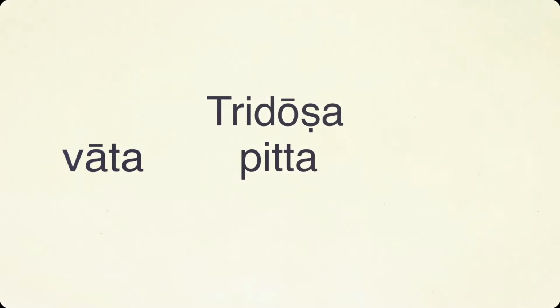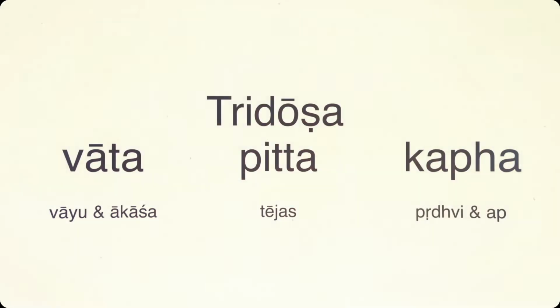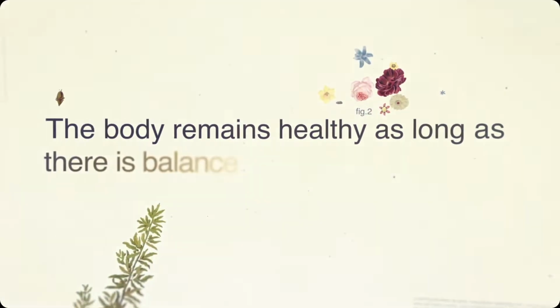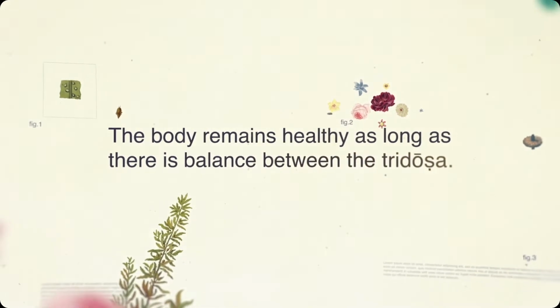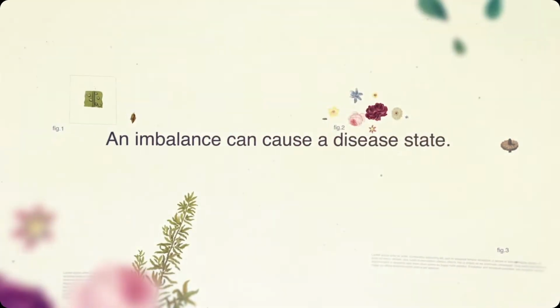This is called Tridosha, which consists of Vata, Pitta, and Kapha. Vata represents Vayu and Akasha, Pitta represents Tejas, and Kapha represents Prithvi and Ap. The body, according to Ayurveda, remains healthy as long as there is balance between the Tridosha. An imbalance can cause a disease state.